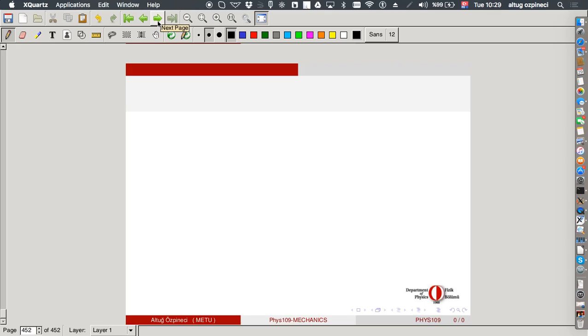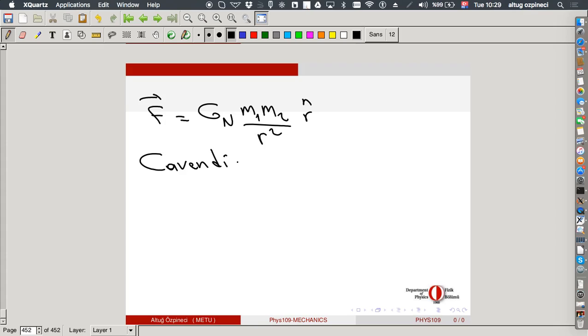Now let's go back to Newton. He claimed that this force law between two masses is valid for all masses. Then there's one question: what is this Newton's constant? It was measured after Newton. The experiment that they used to measure it was the Cavendish experiment. Let me first summarize this Cavendish experiment.